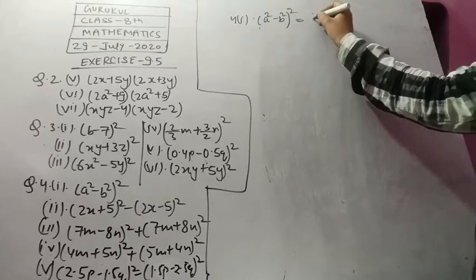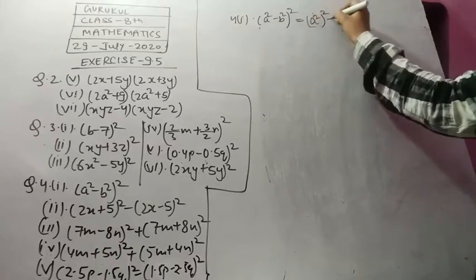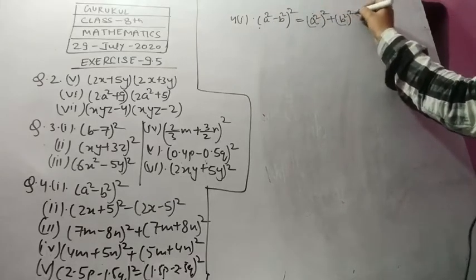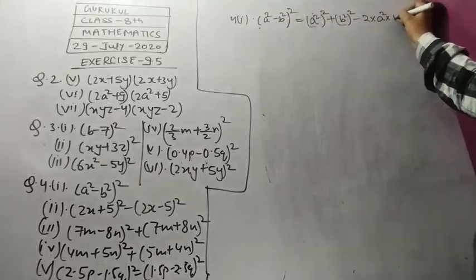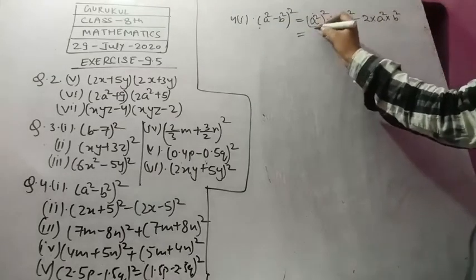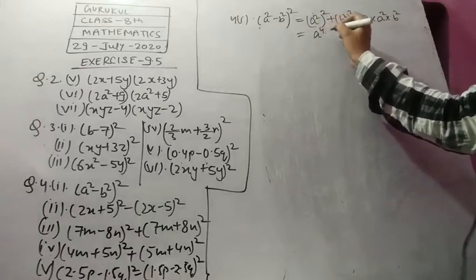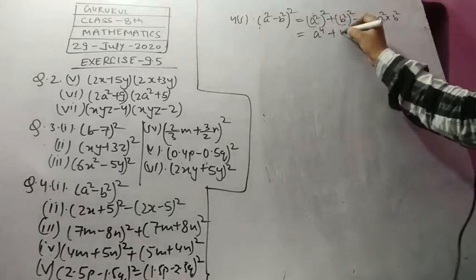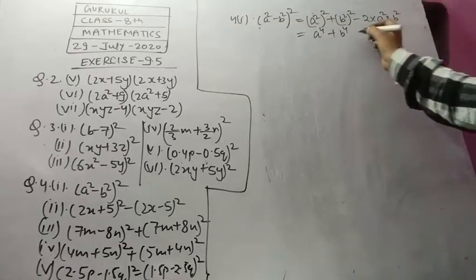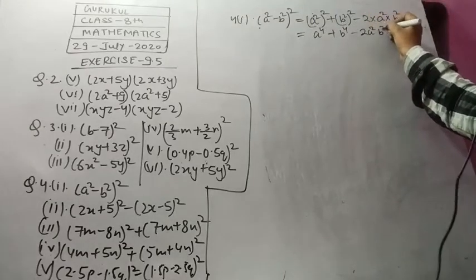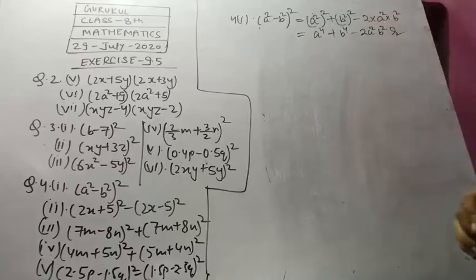So here as well, first term square plus second term square minus 2 into first term a square, second term b square. Solve this. Power that will be multiplied, so a power 4. (b square) square, this will be b power 4. Then minus 2a square b square. This is going to be the answer.